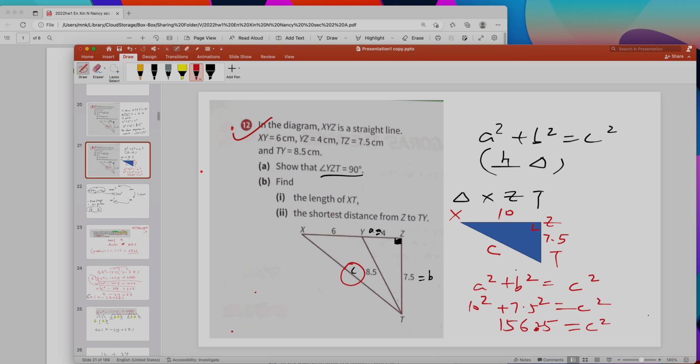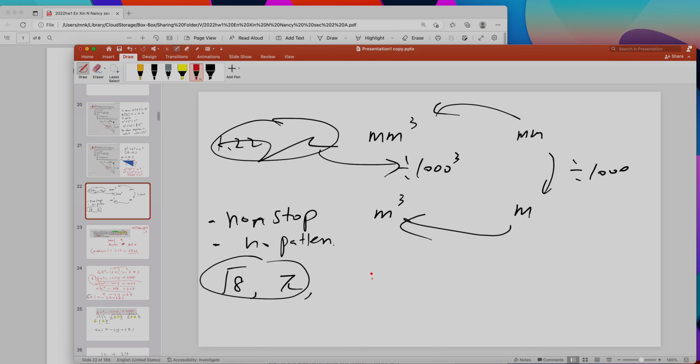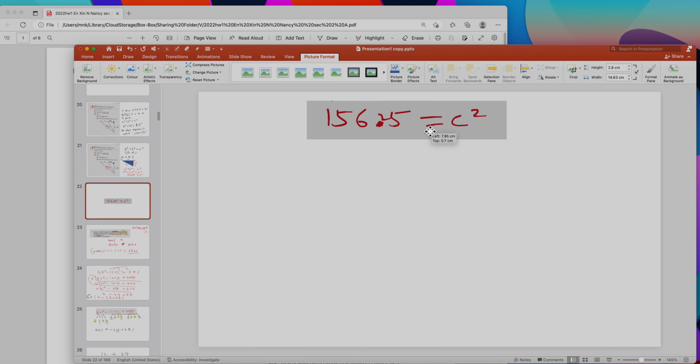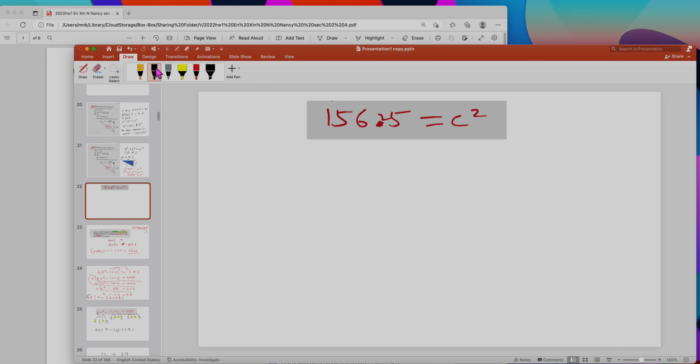Actually, a lot of students have been doing this the wrong way, and they don't know why they have been doing it the wrong way. Before I solve this, I'm going to do this. C squared equals 4. Can you tell me what is C? 2. Wrong. This is only part of the answer.